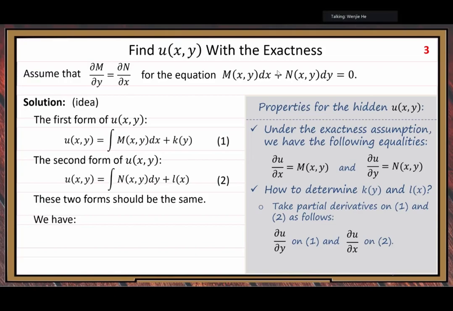When we do that, on formula 1, K prime equals that. Because this expression can be calculated, this function is known. So that means your little k function is known. From this equation, you can get that k prime of y is known. Then you find the antiderivative of k prime, and you can get the k function.